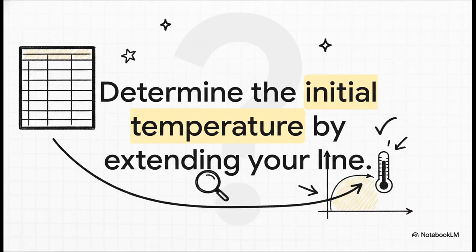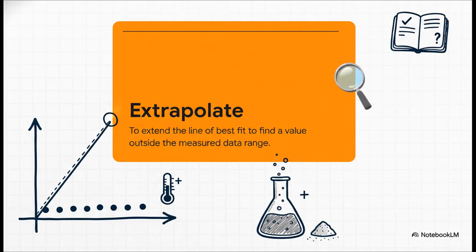So the question asks for the initial temperature. But hang on, that value isn't in the data table. So how do you find it? Well, look closer. The question gives you a massive clue. It literally says you should extend your line of best fit. It's telling you exactly what to do. And the scientific term for this is extrapolation.